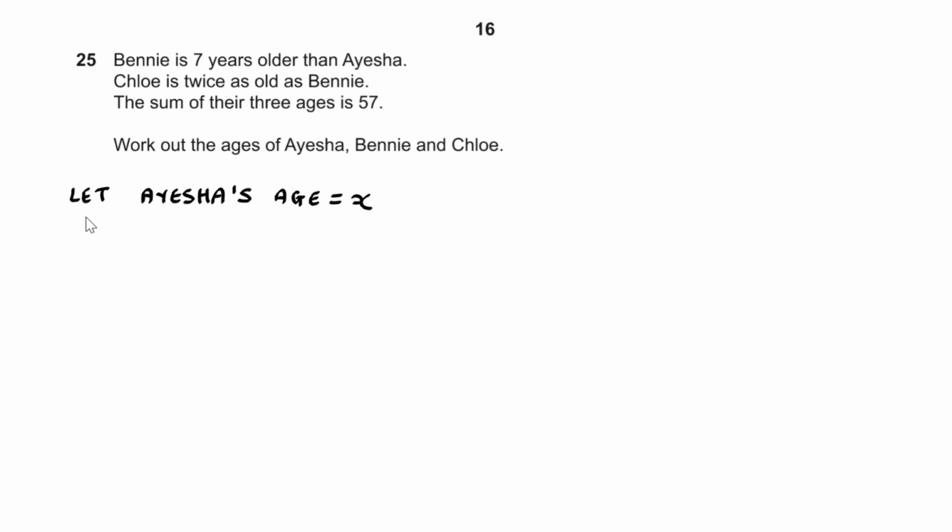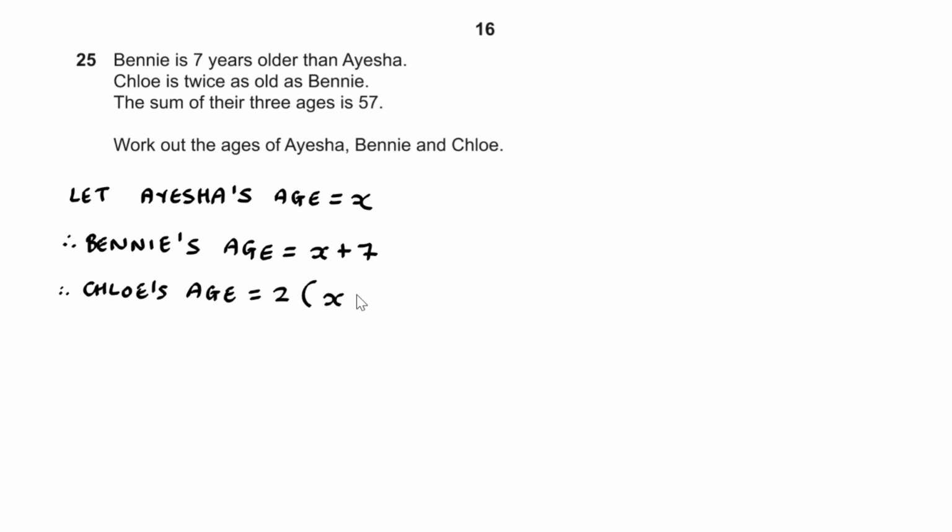Well, we begin by letting Aisha's age equal x, and if we do that, then Benny's age, if Benny is 7 years older than Aisha, then Benny's age is x plus 7. And Chloe is twice as old as Benny, so therefore Chloe's age is twice the x plus 7.